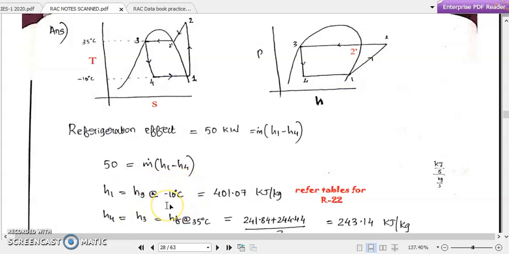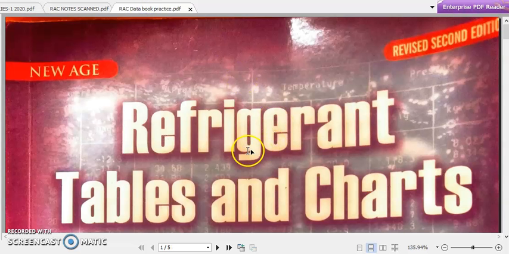So how can we find this Hg value of this refrigerant R22? For that we need to use the tables. We need to refer to the tables for R22. So now let us study how we can refer to the tables for R22. For that we need to take our data book.